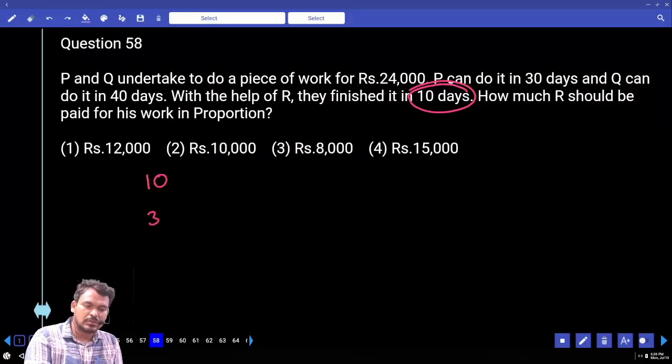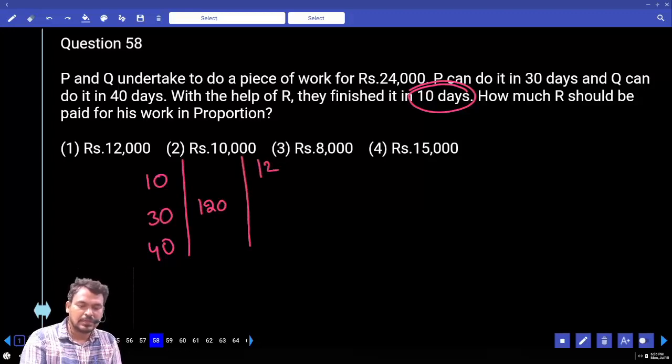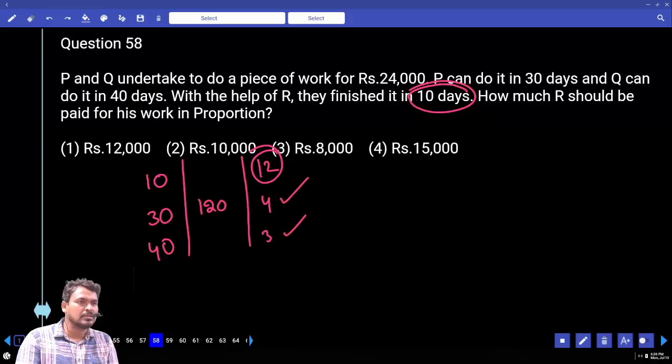Only P alone 30 days. Only Q alone 40 days. What is the LCM? 120. 10 how many times? 12 times. 30, 4 times. 40, 3 times. Means the 3 persons' efficiency is 12 parts. In that, P's efficiency is 4, Q's efficiency is 3. Obviously R's efficiency is 5 parts.